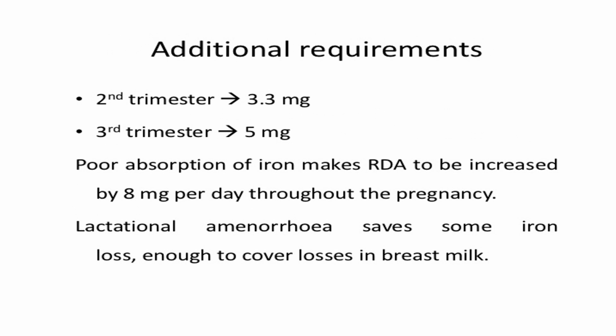So the additional iron requirement from the second trimester onwards is 3.3 milligrams of iron in a day, and from the third trimester onwards she needs 5 milligrams of iron. And usually, if you are giving iron in food items, absorption of iron will be low compared to the normal time. During pregnancy, absorption of iron will be less. So the recommended daily allowance is to be increased by 8 milligrams per day throughout the pregnancy.